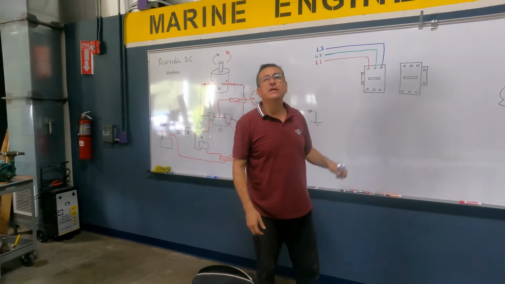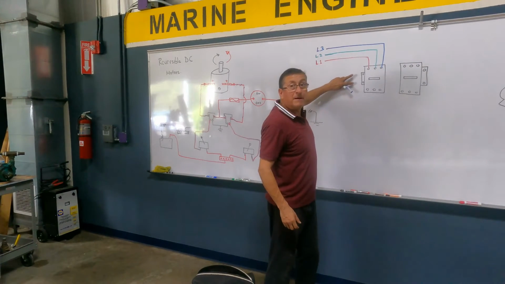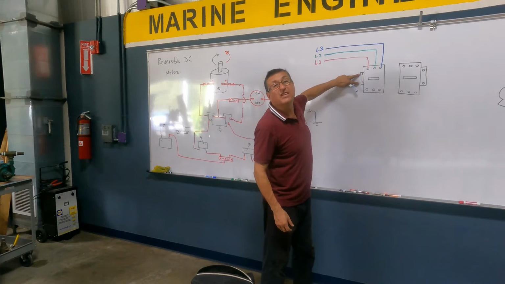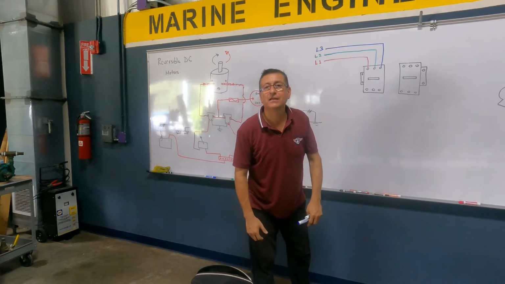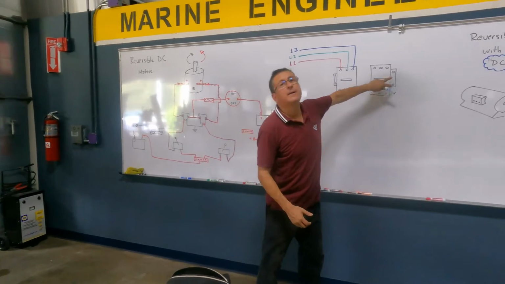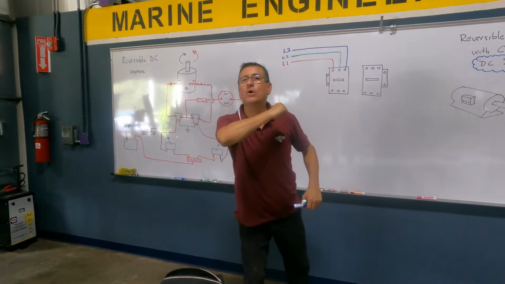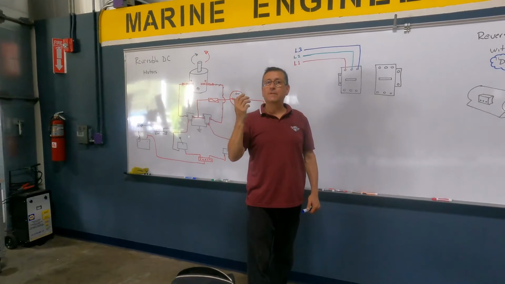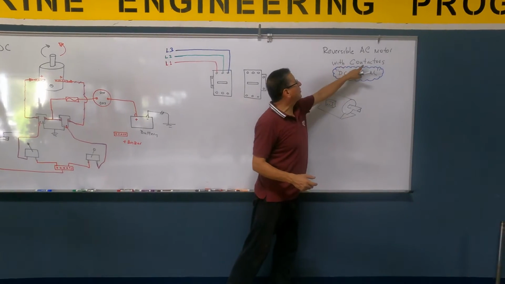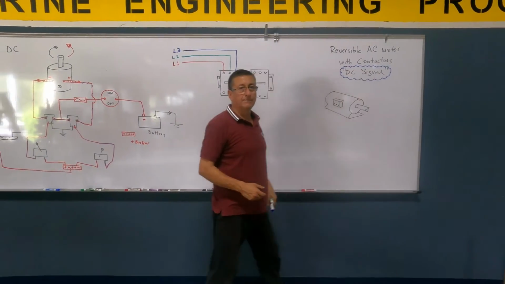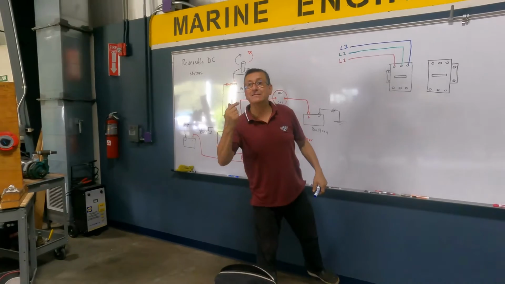All right. In this particular case, I am going to bring the signal here, positive, negative, DC, to activate the breaker. And here, positive, negative, to activate the other breaker. External. With DC signal, reversible AC motor with contactors, DC signal. The next example is AC signal.